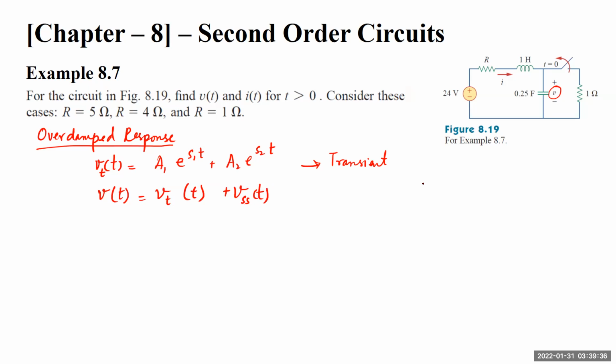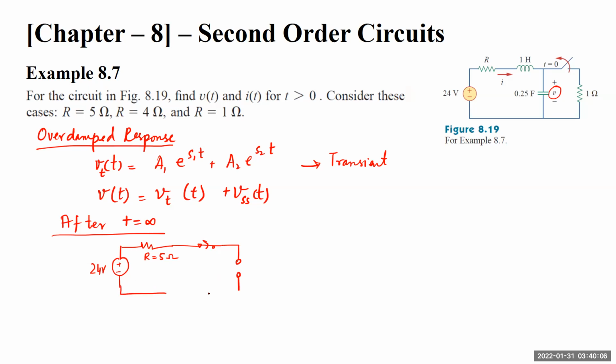So for the steady state response, we have to find out what happens after t equals infinity. So what happens to the circuit after time t equals infinity? This is 24 volts, this R equals 5 ohms. This inductor will be completely charged, which means it will behave as a short circuit, and this capacitor will behave as an open circuit. It will be completely charged again. So the inductor will be completely magnetized and the capacitor will be completely charged.